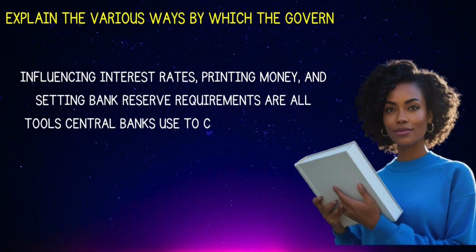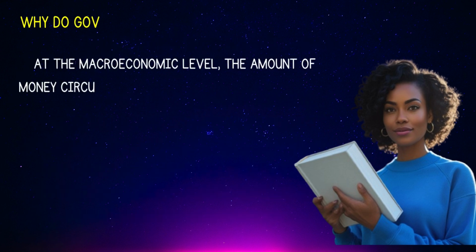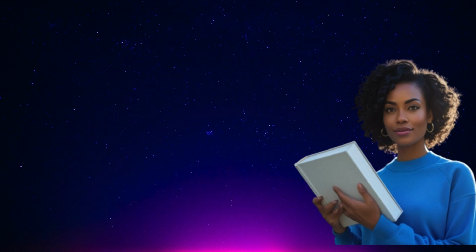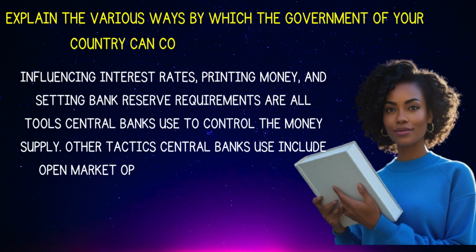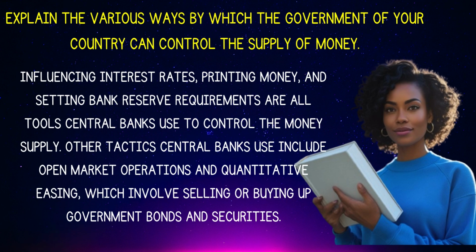Explain the various ways by which the government of your country can control the supply of money. Influencing interest rates, printing money, and setting bank reserve requirements are all tools central banks use to control the money supply. Other tactics central banks use include open market operations and quantitative easing, which involve selling or buying up government bonds and securities.